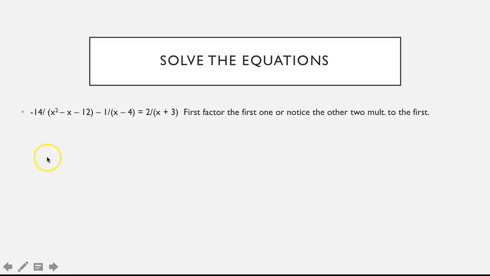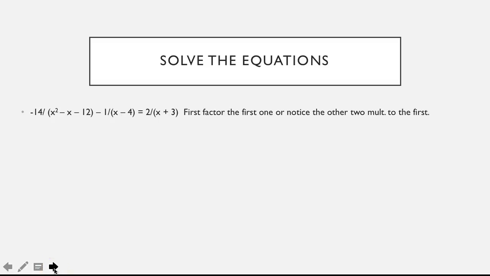Solve the equations. So you have negative 14 divided by x squared minus x minus 12, minus 1 divided by x minus 4, equals 2 divided by x plus 3. First, you either need to factor the first one here, or you need to realize that x minus 4 times x plus 3 multiplies to this one. That way you can figure out the common denominator, which is x squared minus x minus 12, or x minus 4 times x plus 3.